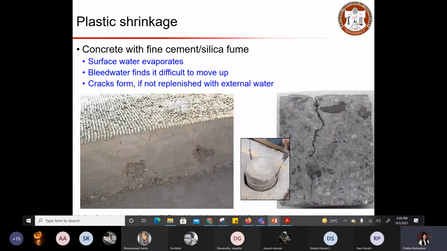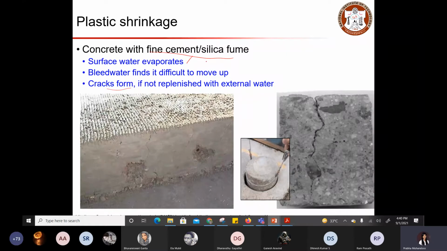So what are the ways to fix this? Basically you need to have a denser matrix, and you need to avoid moisture loss. So when you concrete with fine cement and silica fume, high fine cement particles may lead to shrinkage issues. So the surface water evaporates. Sometimes if you have bleed water, the bleed water finds it difficult to move up. When something gets stressed or finds it difficult to move up, that will result in stress concentration at that particular location, and that leads to the formation of cracks.